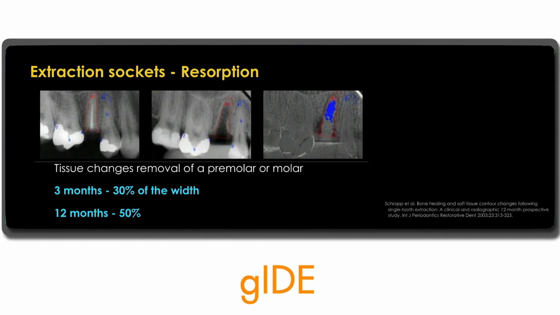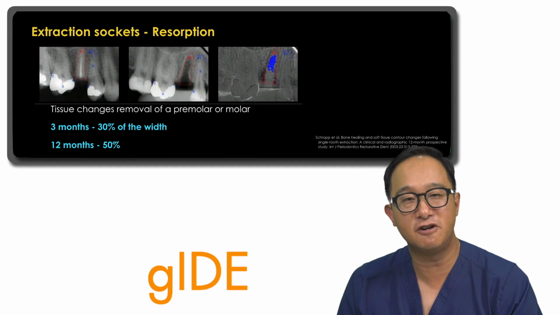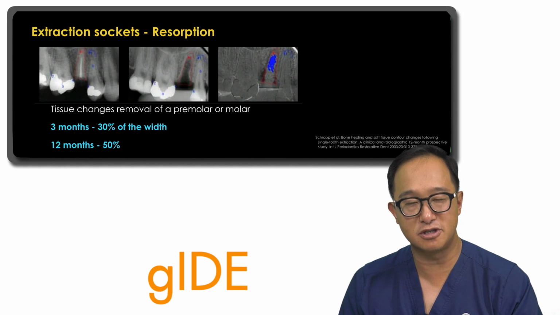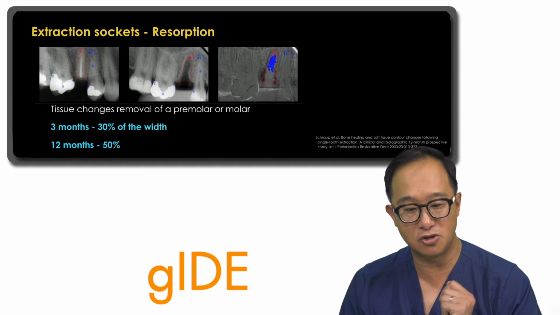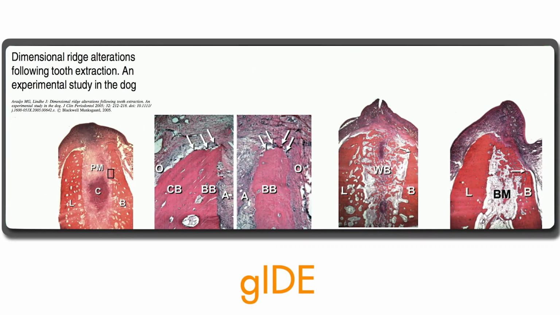Schropp in 2003 looked at what happens to the bone radiographically after a tooth is extracted in the premolar or molar region. About 30% of the width of the bone gets reduced, and by 12 months, about 50% of the width. So there's significant resorption of the alveolar ridge after a tooth is extracted. And we all know the classic studies by Araújo and Lindhe in 2005. When teeth are extracted, what happens to the bundle bone around the teeth, with a thin buccal plate? We see this typical resorption pattern that occurs.